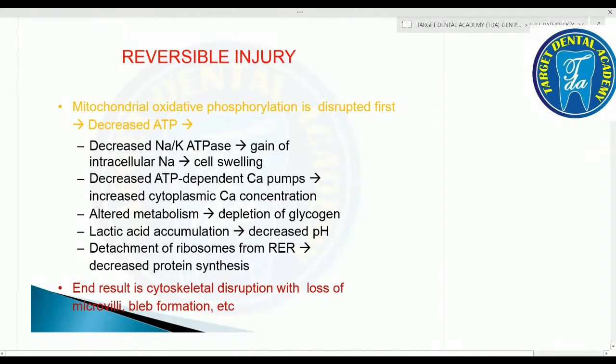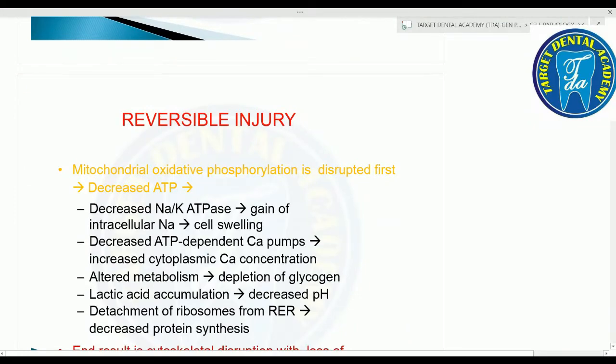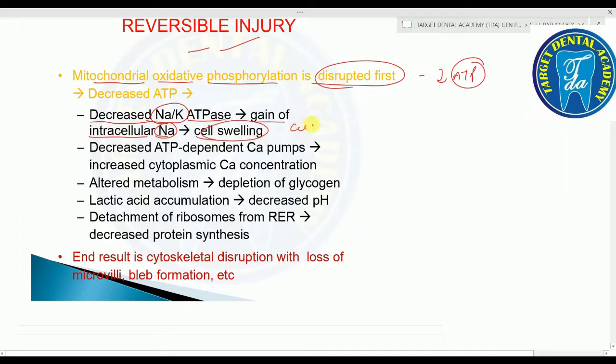So starting with the reversible injury. In the reversible injury, the mitochondrial oxidative phosphorylation is disrupted first, which leads to decrease in the ATP, and which further leads to decrease of the sodium potassium ATPase, which results in the gain of intracellular sodium and leads to cell swelling. Second, when there is a decreased ATP dependent calcium pump, it leads to increased cytoplasmic calcium concentration.